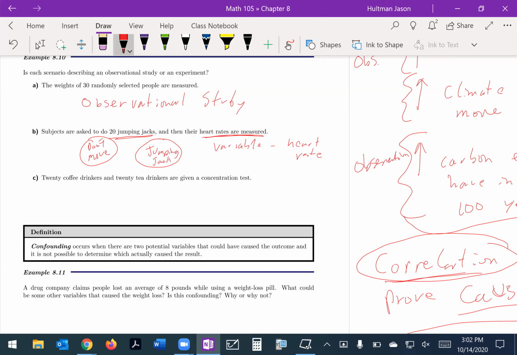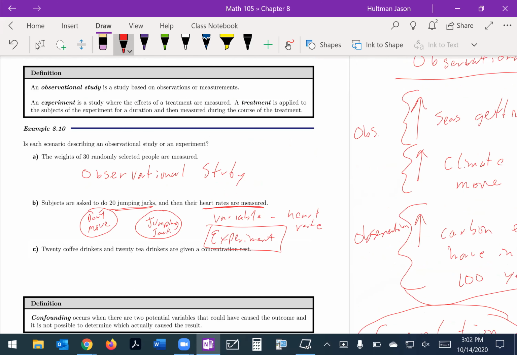We're asking: do jumping jacks cause an increase in heart rate? So yes, this is an experiment. It meets the criteria for an experiment. An experiment is a study where the effects of a treatment are measured. In this case, what is the treatment? The treatment is the jumping jacks. A treatment is applied to the subjects of an experiment for a duration and then measured during the course of the treatment. So jumping jacks is the treatment.